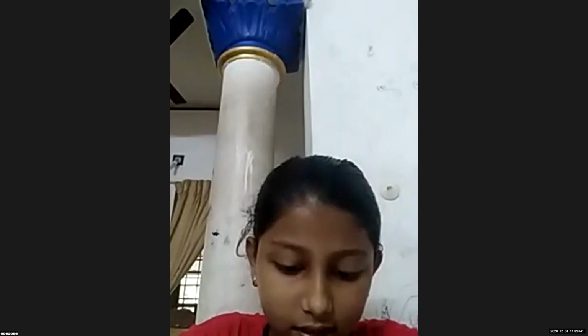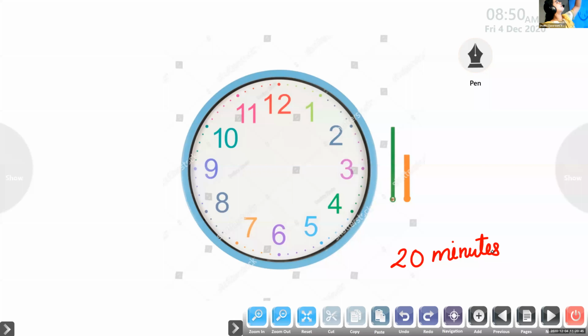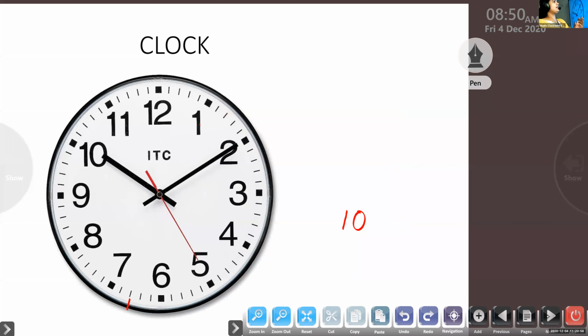Okay. Now, this is the way you will write 5, 10, 15, 20, 25, 30, 35, 40, 45, 50, 55, 60. Like this you can write. If you have confusion with the table, you can write and check to know the position.